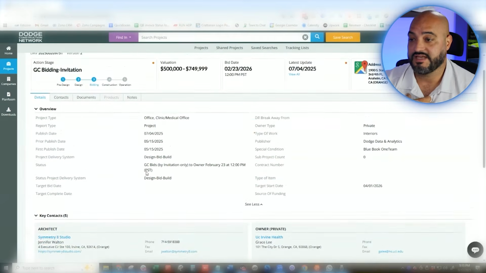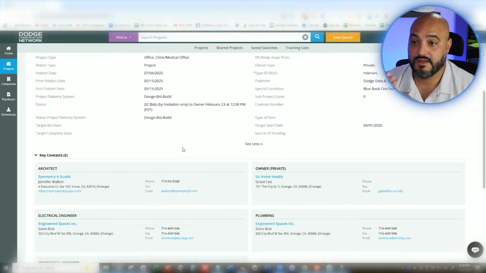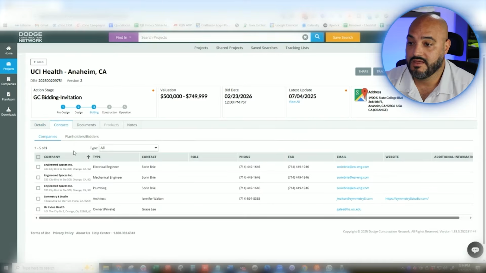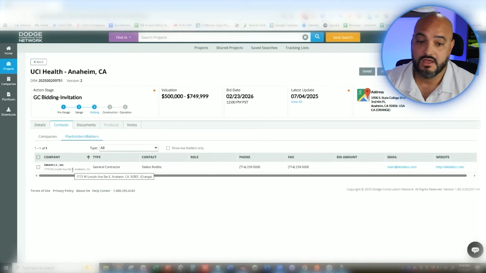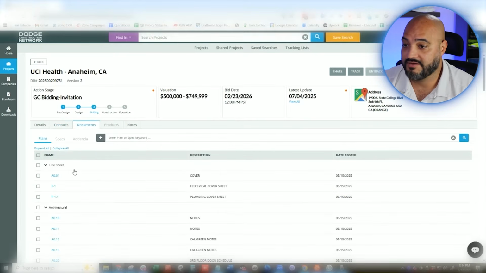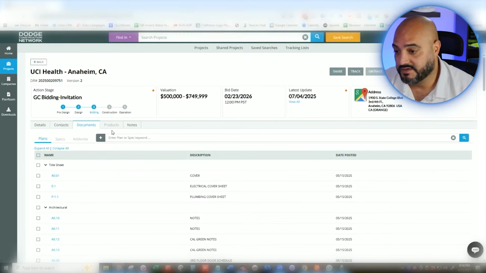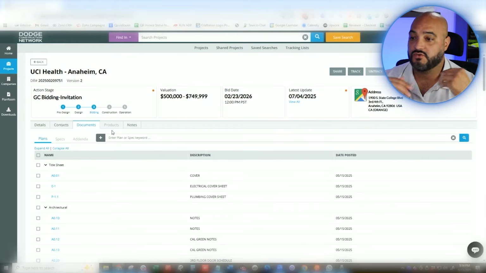If I'm a GC, the architecture firm is somebody that I would talk to. I have the owner right over here. Here's all the contact information that I need to start pursuing this job. Then I could see if there's any plan holders. Maybe there's other GCs. Look, this is a GC. We need to find out if he won the job already, or if he's just bidding it. He might just be a plan holder. Then there are other companies associated with this project, and we have the documents. This one actually has all the plans. Sometimes they have the plans, sometimes they don't. The point is that this is really powerful because it gives us a lot of information about the project so we can start our prospecting.